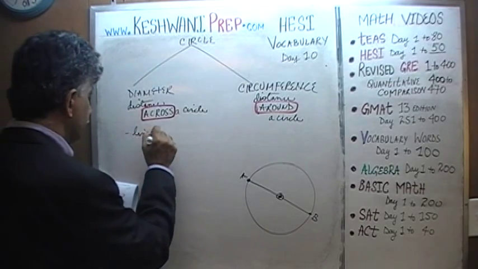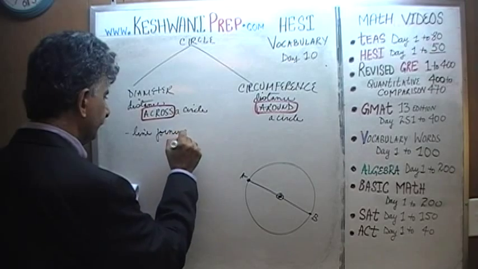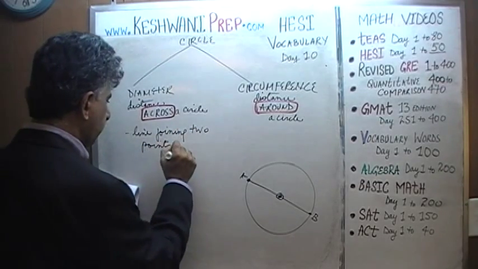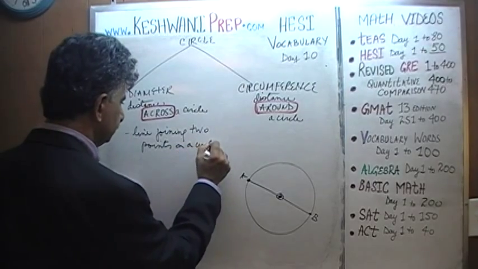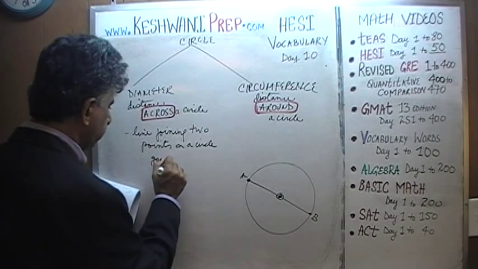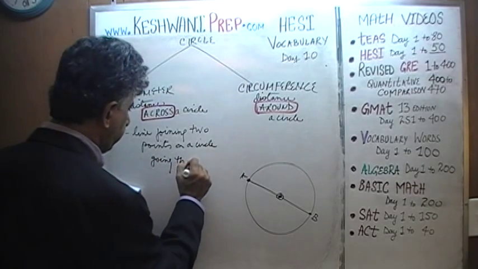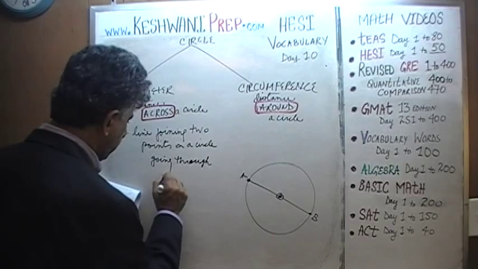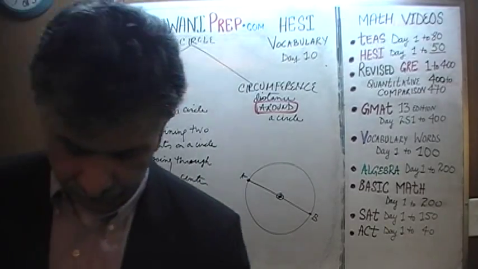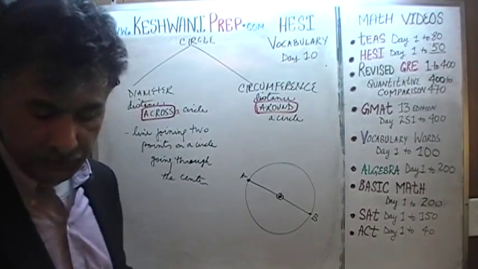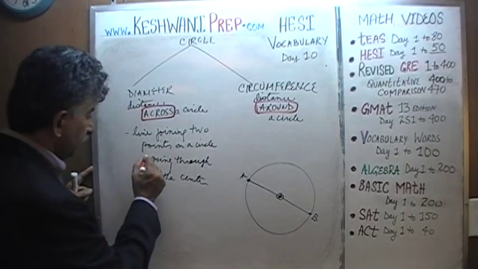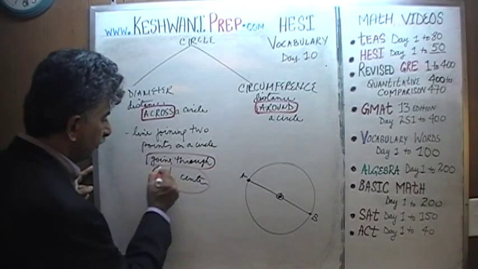it's the line joining two points on a circle. But that's not enough. Going through the center. Going through the center. It is important that we qualify our statement by making note of this thing. It has to go through the center.